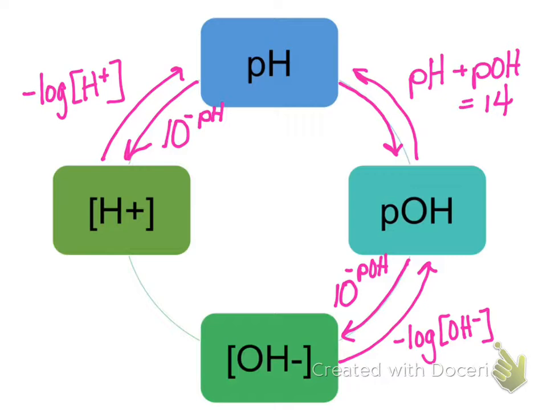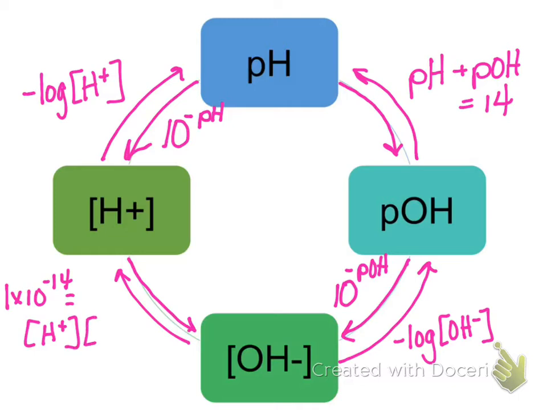And then the last piece of this puzzle we actually looked at in the autoionization of water lecture, or the Kw of water. To go between these two, we can use the same formula that 1 times 10 to the negative 14th is equal to the concentration of hydrogen times the concentration of hydroxide. So feel free to keep this by you when you're solving problems.